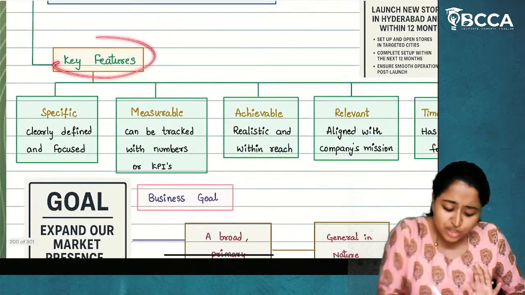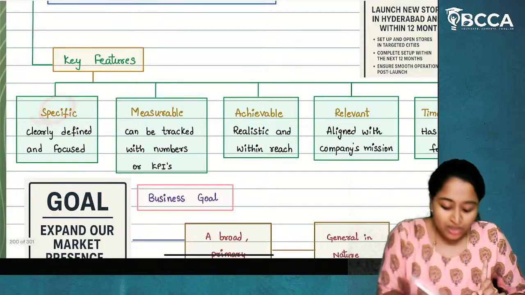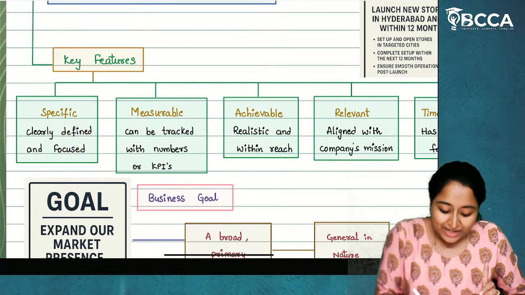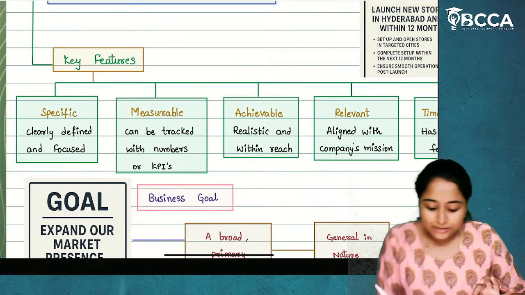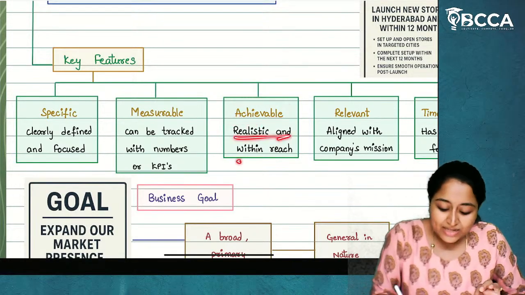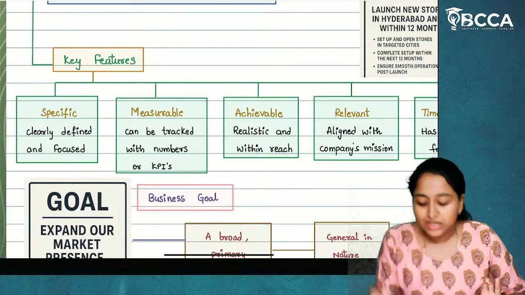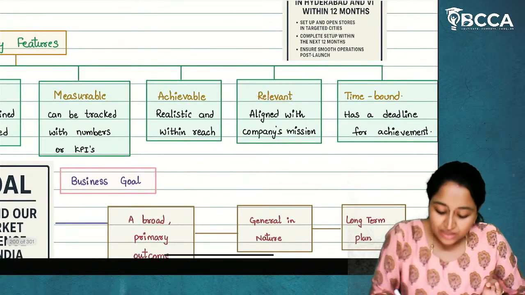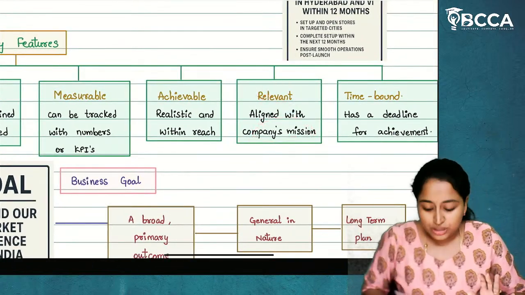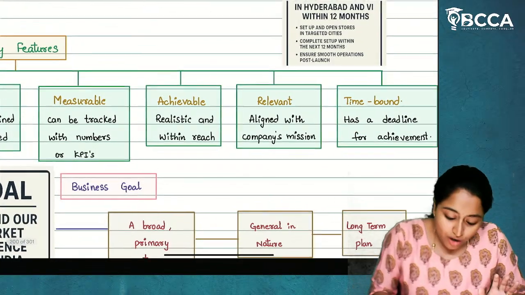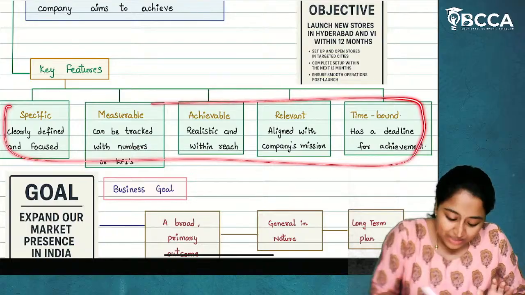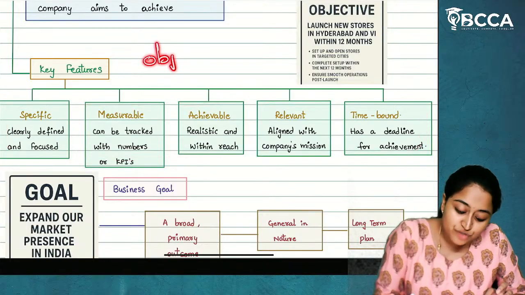So what are the features of an objective? It is specific, clearly defined and focused. It is measurable, can be tracked with numbers or key performance indicators. It is achievable, realistic and within reach. And it is relevant to the company's mission, and time bound, has a deadline for achievement. If all these features are there, then it is called an objective of the organization.